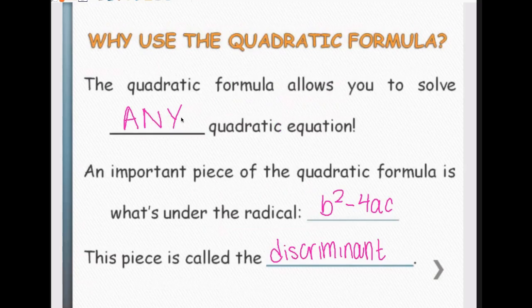So why do we use the quadratic formula? The quadratic formula allows us to solve any quadratic equations, factorable or non-factorable. And again, that key important piece is the discriminant, b squared minus 4ac. And it's important to note that the discriminant does not include the radical.